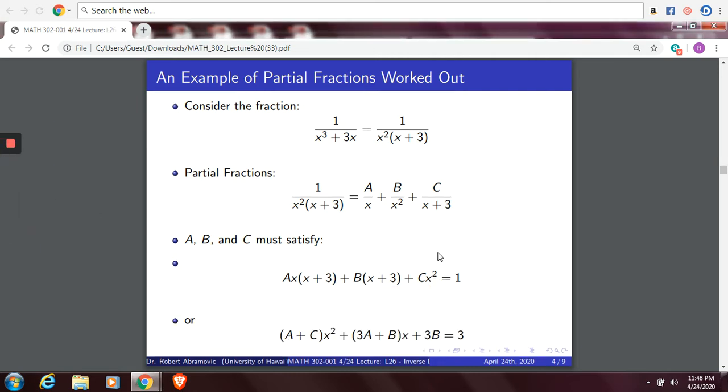If you distribute and collect like terms, you get a plus c, because a times x squared, c times x squared, you factor out and you're left with a plus c times x squared, plus 3a, that ax times 3 is 3a times x, plus b times x, so we can factor out x from those two terms, 3a plus b times x, plus 3b, that's just from distributing the b to the 3 over here, and these three terms have to add up to, I'm sorry, to 1. Not 3, that was an error.